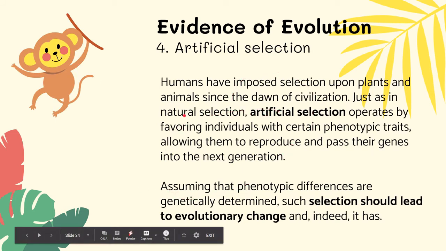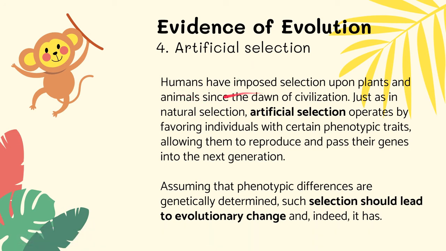The last major evidence for evolution would be artificial selection. So, humans have imposed selection upon plants and animals since the dawn of civilization. Just the same with natural selection, and we've talked about this, by which living organisms try to adapt to their environment due to overpopulation and due to variation within the population. And those variations that are better suited are the ones who will survive and pass on their traits. So that's natural selection. Artificial selection is done through human intervention.